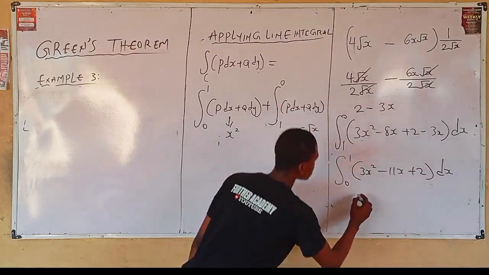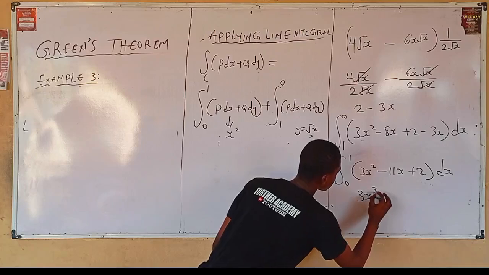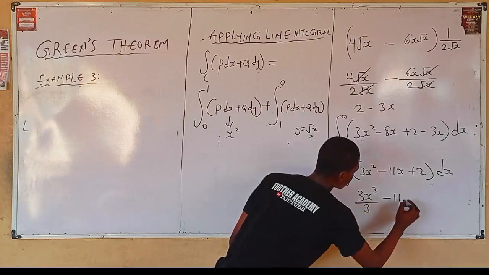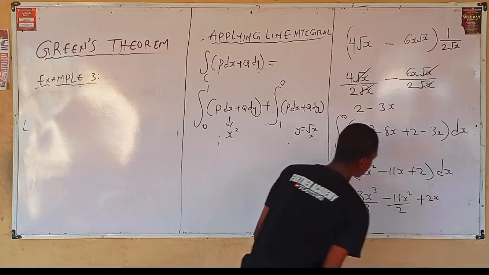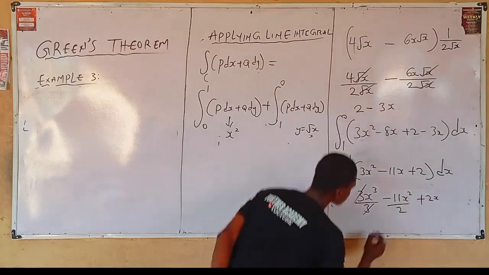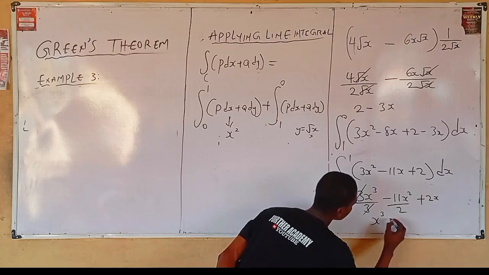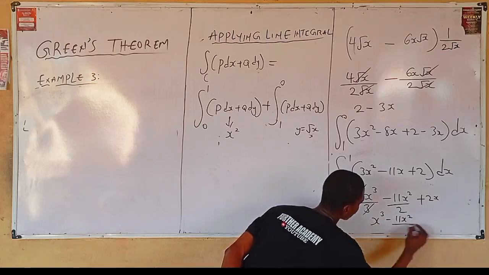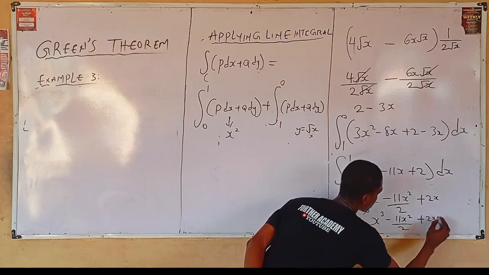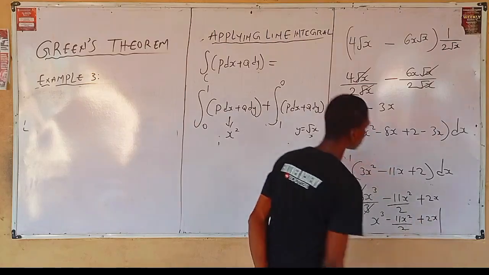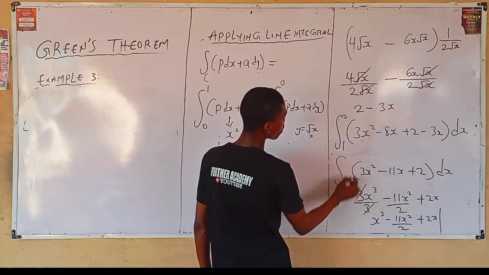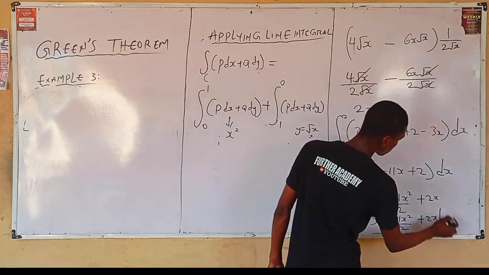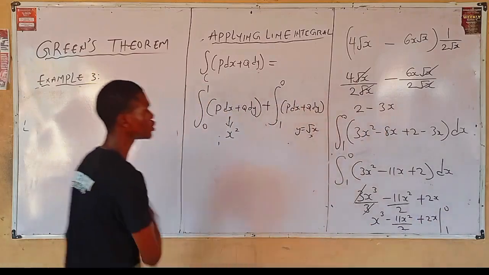By the time you integrate this, we have 3x cubed over 3 minus 11x squared over 2 plus 2x. Then this will cancel out, right? I'm having x cubed minus 11x squared over 2 plus 2x. Now introduce your limit. Your limit is from what? Your limit is from 1 to 0. So substitute.